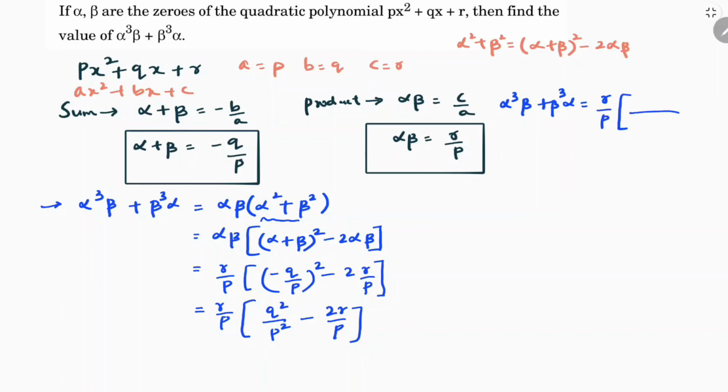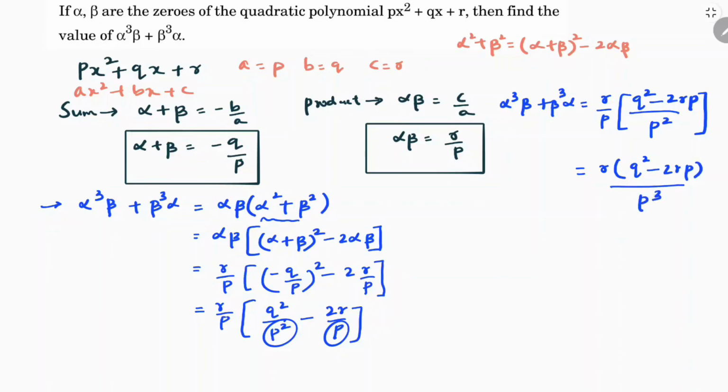Now next step, α³β + β³α is nothing but r by p. If I take the LCM, which is p square, already we have p square, so I'll write q square as it is. Here we have p, but the LCM is p square, so I'll multiply p to 2r, giving 2rp. So r into q square minus 2rp by p cube, or you can multiply r also: q square r minus 2r square p by p cube. You can leave it here.